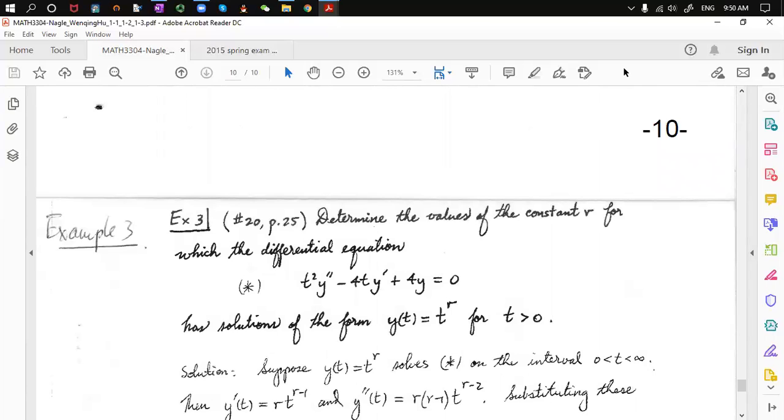So we have completely finished our first chapter, and starting from the next lecture, we're going to come back to the second chapter.